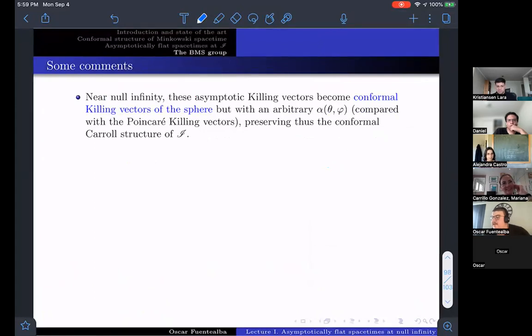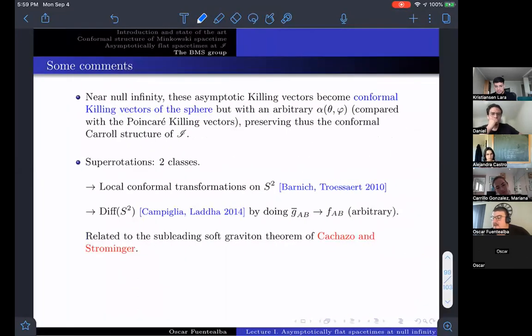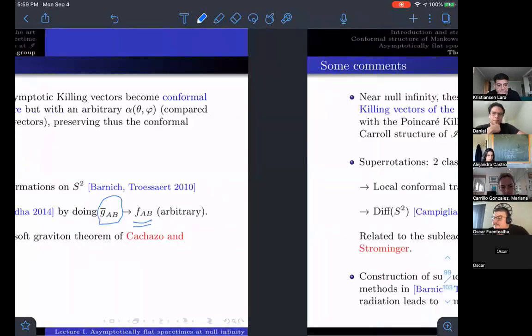Okay, so very fast. We obtained that the conformal Carroll structure is preserved by the BMS group, which is very nice. We can have two classes of superrotations. One are the local conformal transformations, that is considering all the solutions of the conformal Killing equation. And also we have the smooth vector fields on the sphere, which were proposed by Campiglia and Laddha, where you can generalize the symmetry of the sphere to an arbitrary function. These were shown to be related to the subleading soft graviton theorem of Cachazo and Strominger.